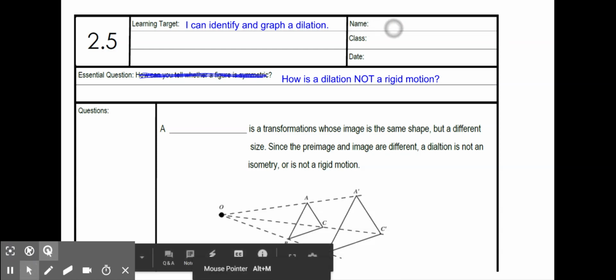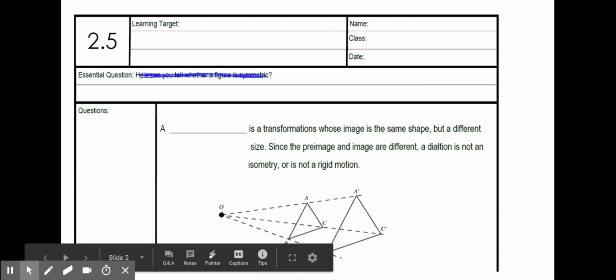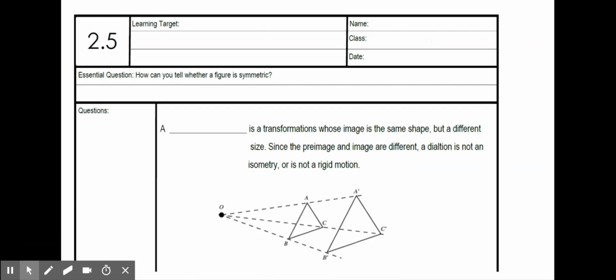Don't forget to fill out your name, the class, and the date. Sorry about that.